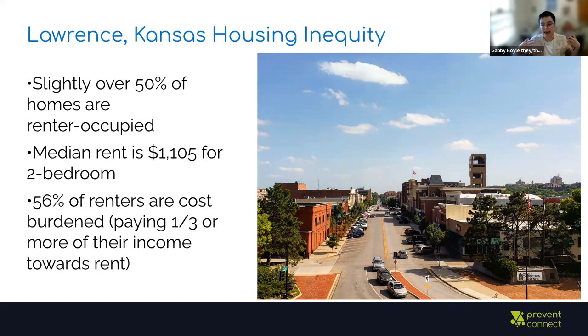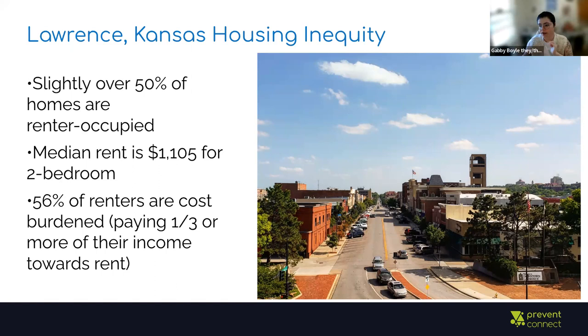We mentioned earlier that we have a high amount of renters experiencing cost burden. Housing cost burden is a term that refers to somebody who is paying one third or more of their income towards rent or housing costs. 56% of renters as of 2018, we don't have current numbers, and I would imagine it's a bit higher now, are experiencing cost burden. Half of that 56% is experiencing severe cost burden, which means that they are spending 50% or more of their income towards rent and housing costs.